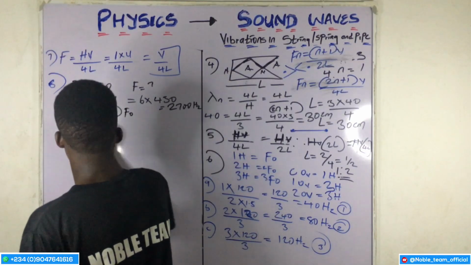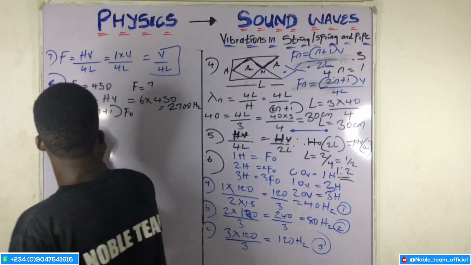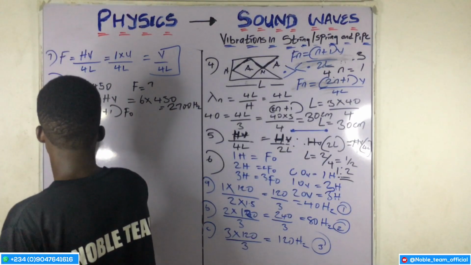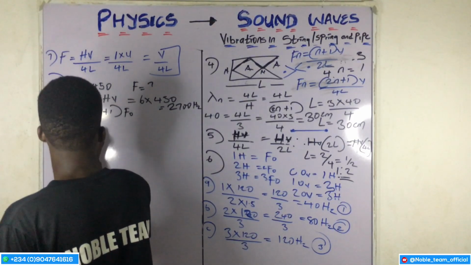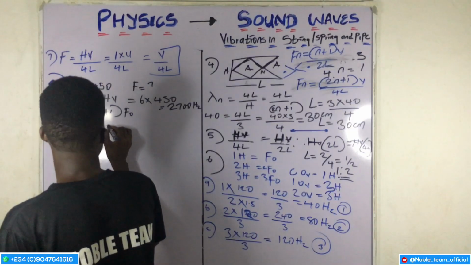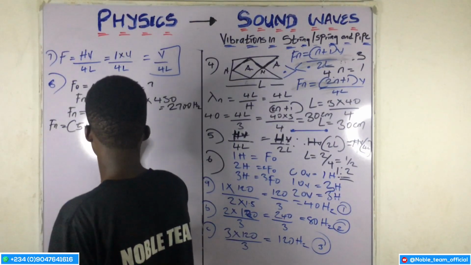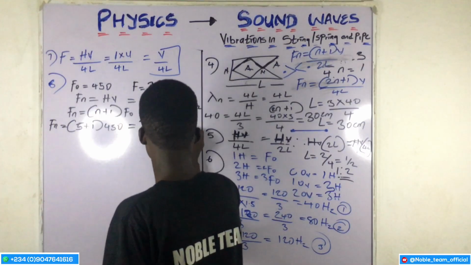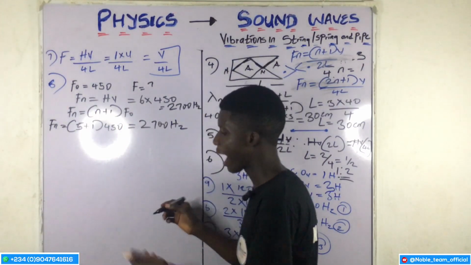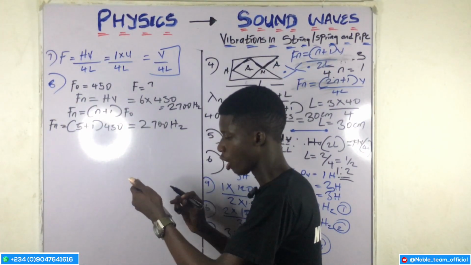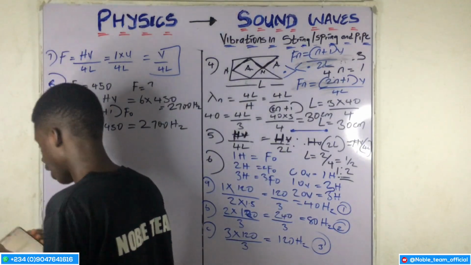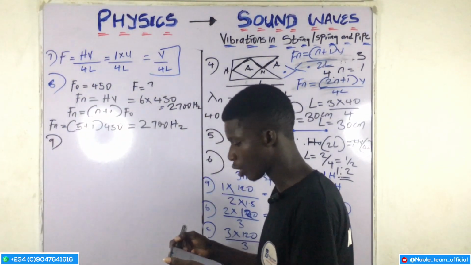Good. Now, if I choose to say that the frequency is equal to n plus 1 times my fundamental frequency, where this is n, the question already gave us the overtone. It's like saying 5 plus 1 times 450, and when you multiply, you still have 2,700 Hz. Good. And option A is correct. Now, let's solve question 9.